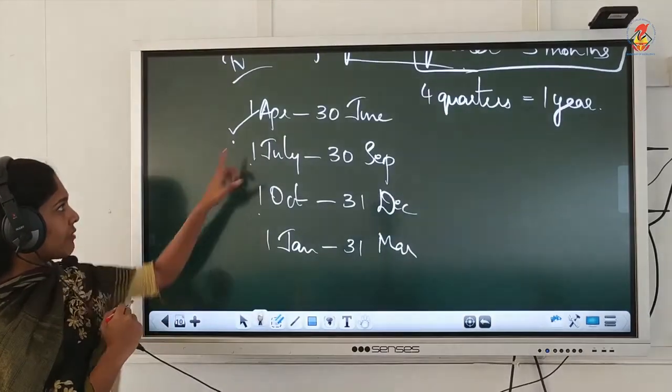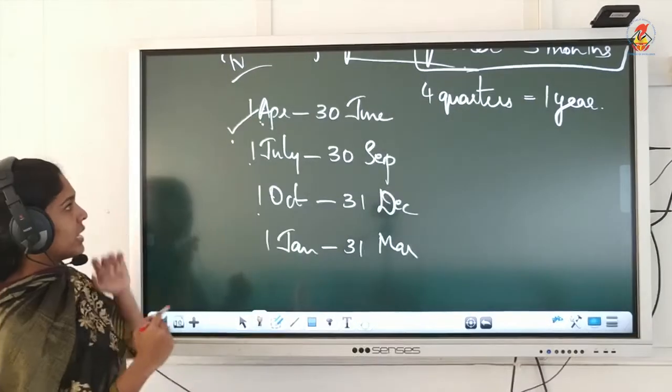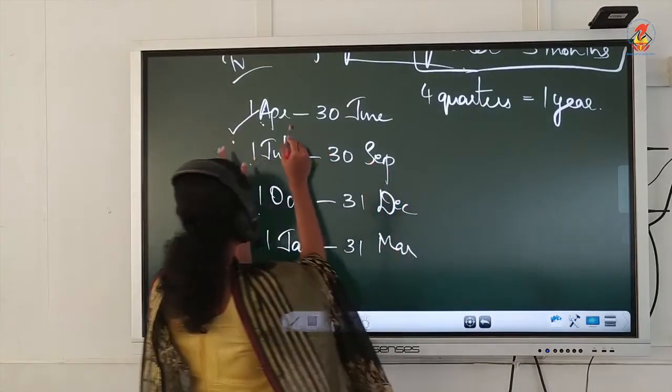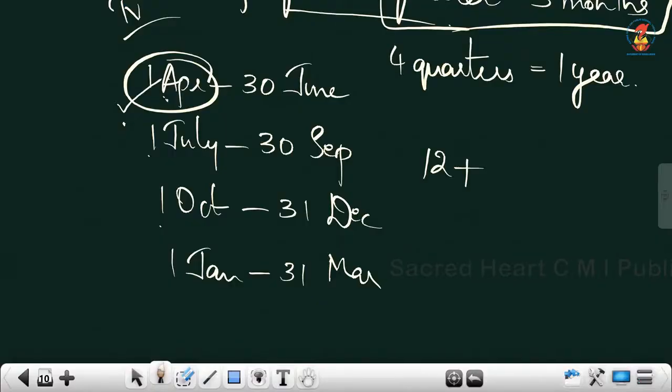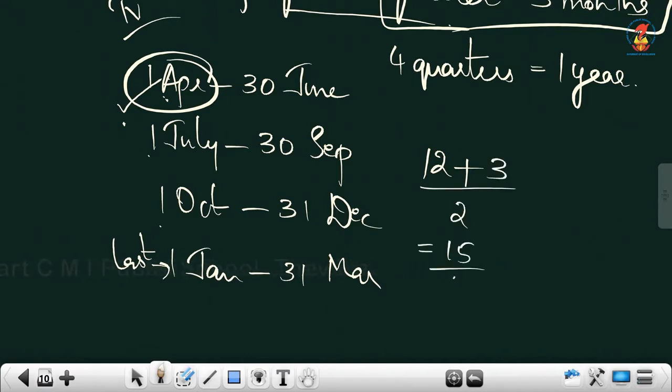What we need is months left after first withdrawal. So months left after first withdrawal means on 1st April you are withdrawing first. After that you have whole 1 year or 12 months. Then the last withdrawal will be on 1st of January. After that how many months are there? Jan, February, March. So it has 3 months. So 12 plus 3 divided by 2 or 15 divided by 2. You can write 7.5 months. So here average period is 7.5 months.